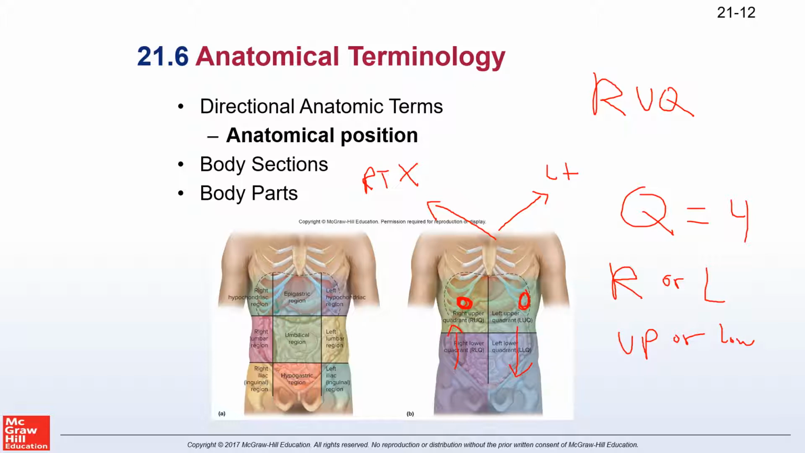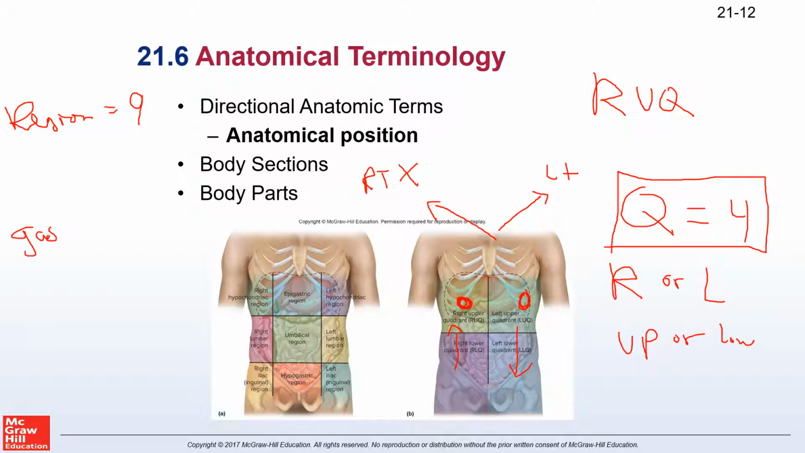So if I say the word quadrant, what does that equal? 4. If I say the word region, what does that equal? How many? That's going to equal 9. Or if I say sections, that's going to be 9. So now we're going to divide the abdomen into 9 parts.